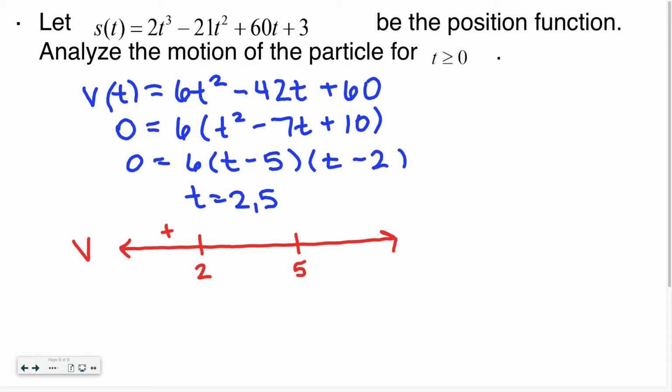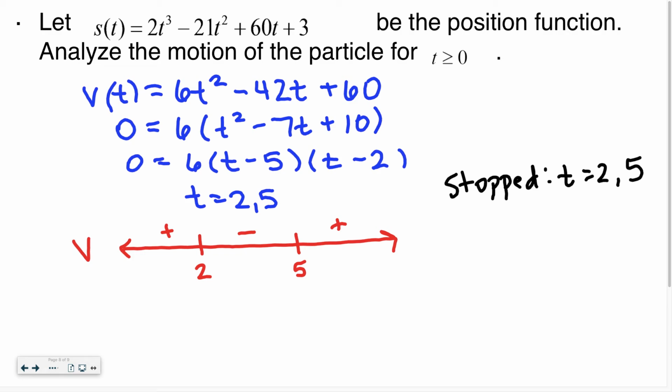If we plug in a number between 2 and 5, what kind of velocity do we have? Maybe looking here would be a nice place to look. 6 times 3 minus 5 times 3 minus 2 would be negative. And then after 5, okay, we plug in 6. 6 times 6 minus 5 times 6 minus 2, that will be a positive value. Okay, so we know that the particle is stopped at t equals 2 and t equals 5.